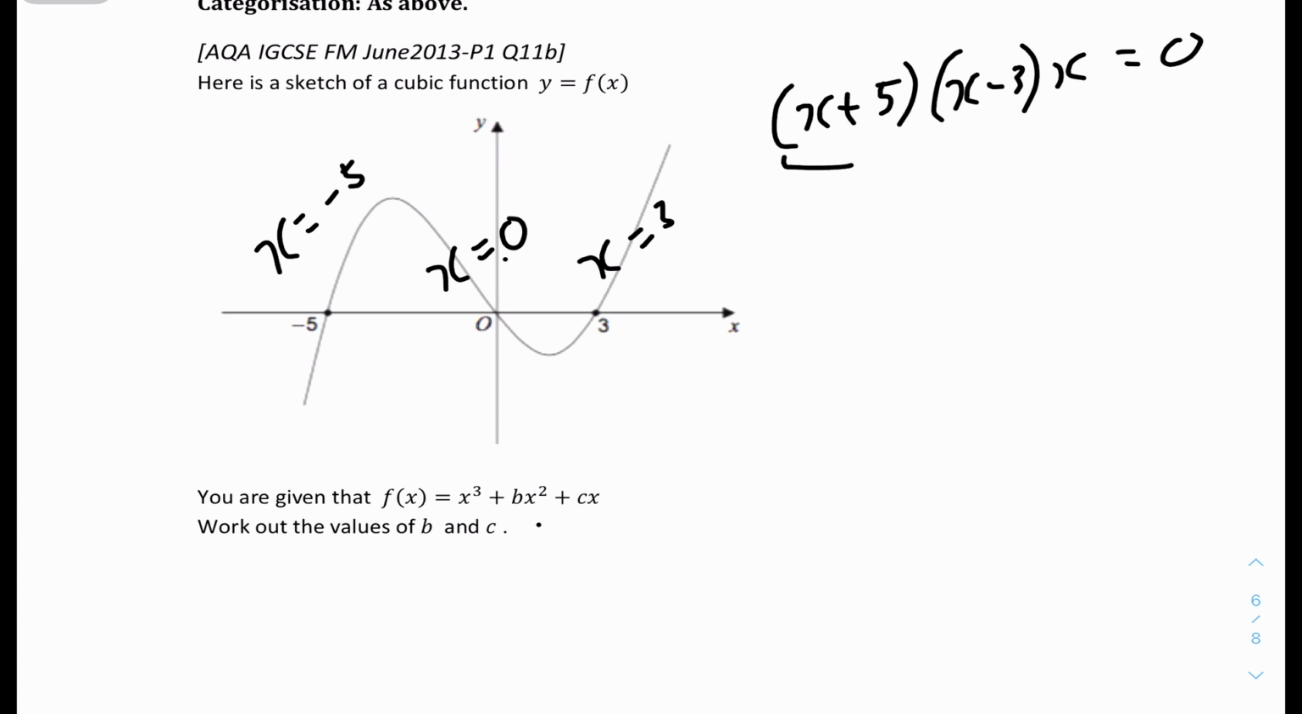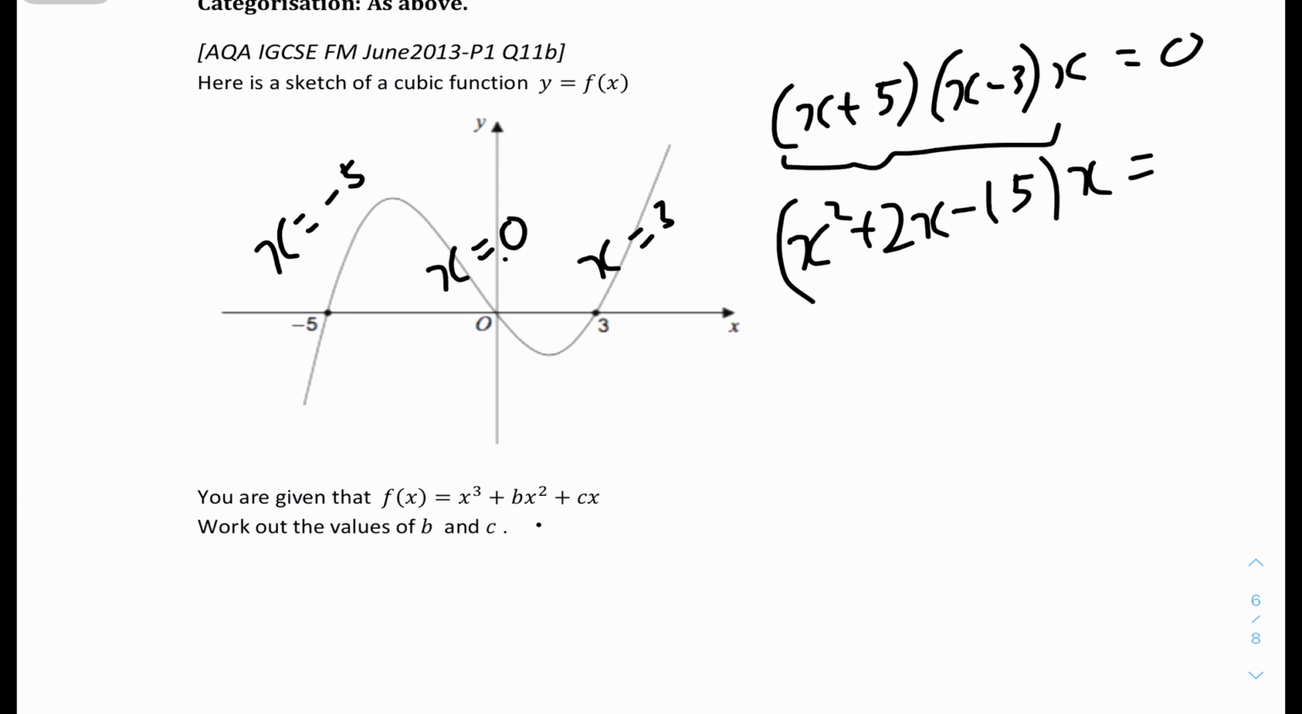And if you expand this side out, it will be x squared minus 3x plus 5x, it will be 5 minus 3, which is 2x. And minus 3 times 5 is minus 15. And all of it times by x equals 0.